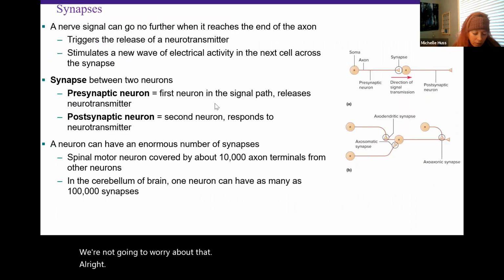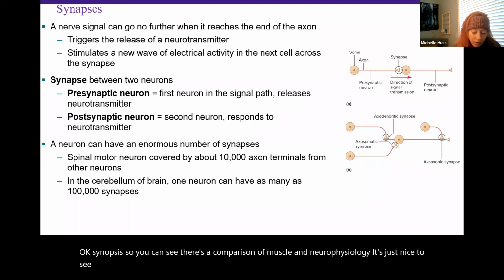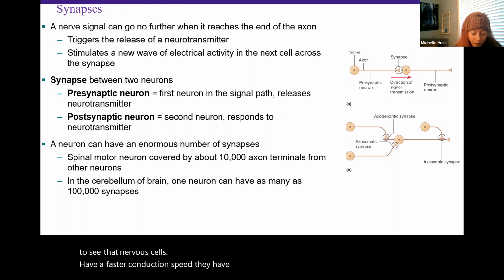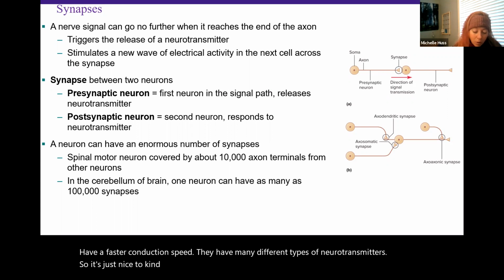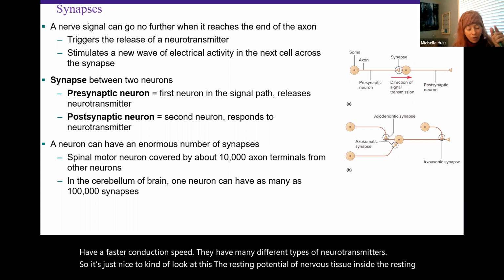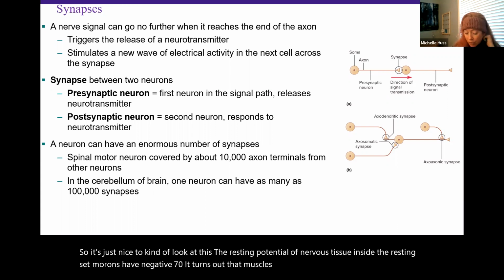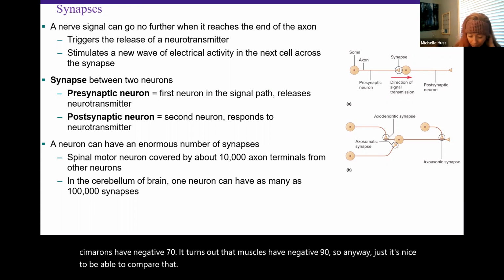Okay, synapses. So you can see there's a comparison of muscle and neurophysiology. It's just nice to see that nervous cells have a faster conduction speed. They have many different types of neurotransmitters. So it's just nice to kind of look at this. The resting potential of nervous tissue, the resting neurons inside, have -70. It turns out that muscles have -90. So anyway, it's nice to be able to compare that. All right.